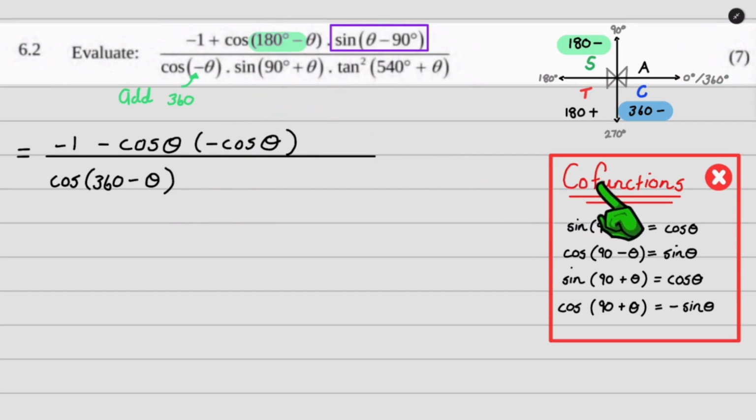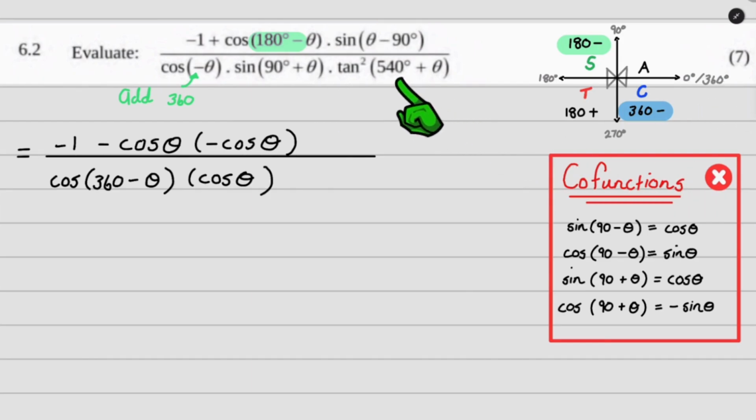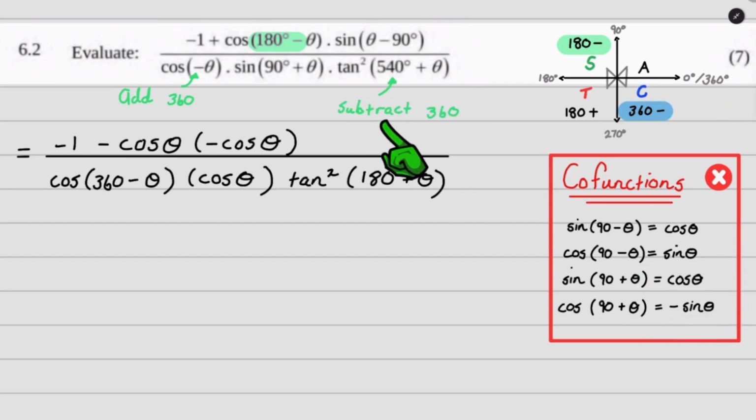That's a pretty stock standard cofunction. So sine of 90 plus theta changes into cos theta. So this whole thing will change into cos theta. And then this 540 is not normal, so to make it normal, I'm going to subtract 360. And 540 minus 360 will just give me 180. Now I'm going to start simplifying everything I can over here. This -1 can stay behind.